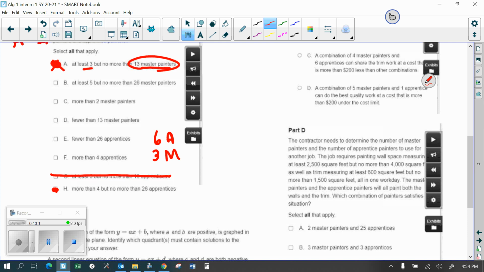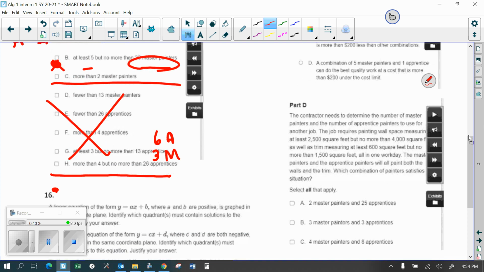Okay, so these two are saying basically the same thing. Those two would be your answers, I would say. This can't be. This is more than 2, but it doesn't tell you it can have as many as you want. So that's why I'd wipe out all of these and just say those two. All right, that's part C.